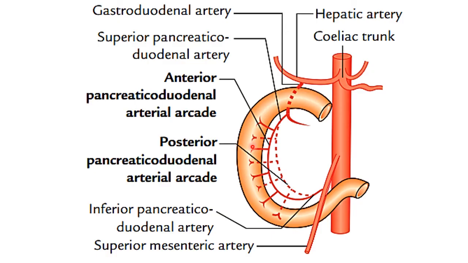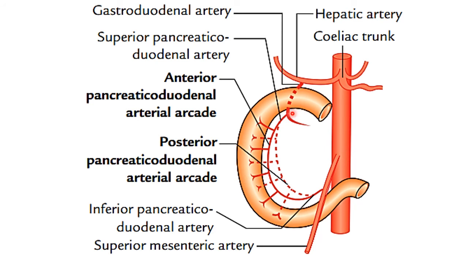Now we will study the arterial supply of the duodenum. The upper half of the duodenum developed from the foregut, and the lower half of the duodenum developed from the midgut. The arterial supply of the upper half of the duodenum is therefore derived from the celiac trunk, which is the artery of the foregut, and the arterial supply of the lower half of the duodenum is derived from the superior mesenteric artery, which is the artery of the midgut. The different arteries supplying the duodenum are derived directly or indirectly from the celiac trunk and superior mesenteric arteries.